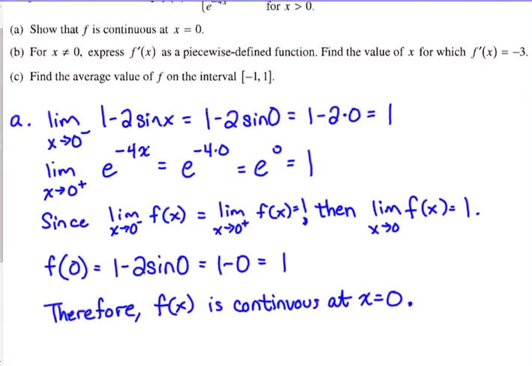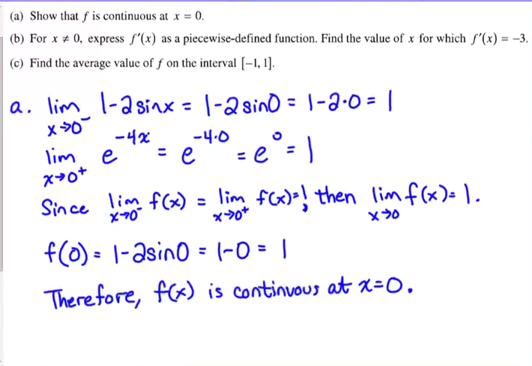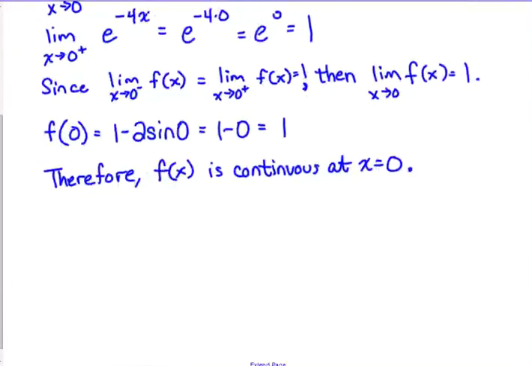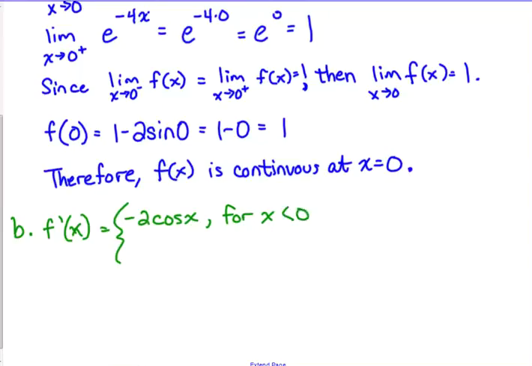All right, part B. For x not equal to 0, express f prime of x as a piecewise defined function. Find the value of x for which the derivative equals negative 3. So if we're trying to find the derivative of our function here, we're just going to take the derivative of both pieces. Okay, so the derivative of the first piece, the derivative of 1 is 0. The derivative of negative 2 sine is negative 2 cosine of x, for x is less than 0. And the derivative of e to the negative 4x would be negative 4 e to the negative 4x.